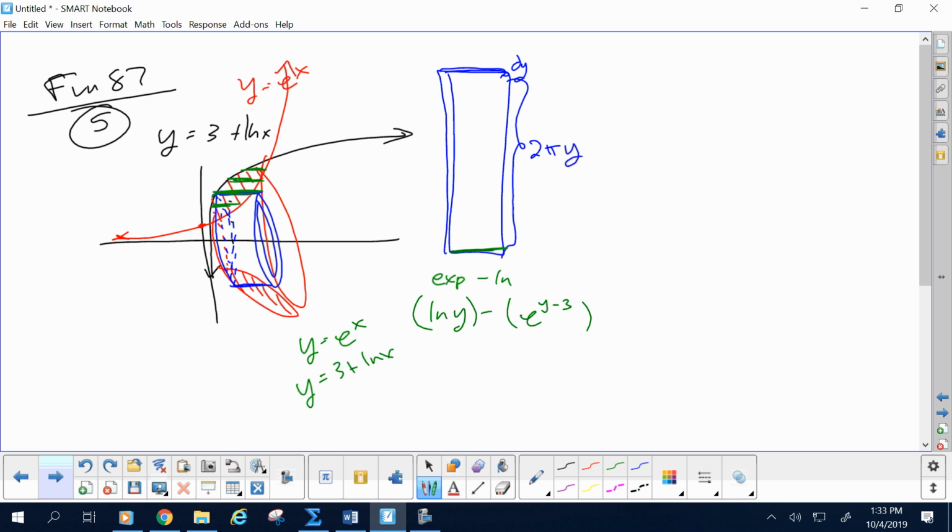So when I go to set this up, it should actually be 2 pi y log of y minus e to the y minus 3 dy, and the limits for y are something like, I stored these obviously, but rounded are 1.174 and 3.132. I'm not sure I got my answer. 6.135. Which does check the other way.